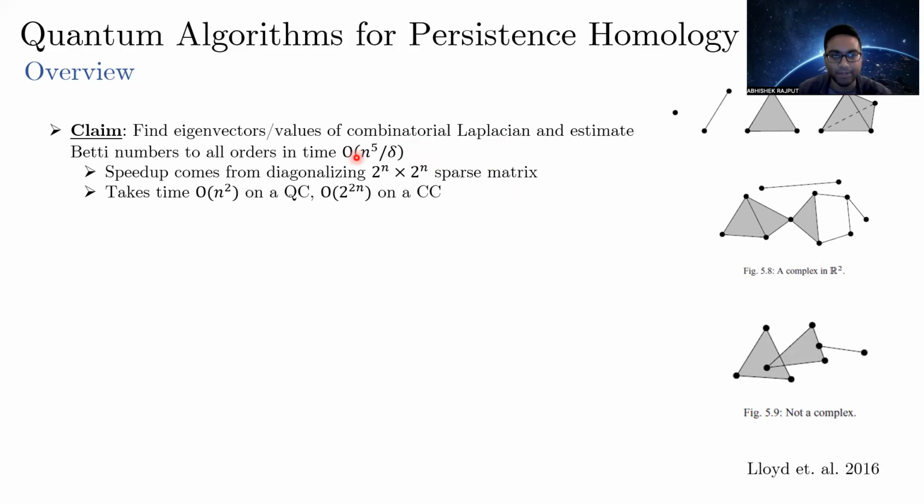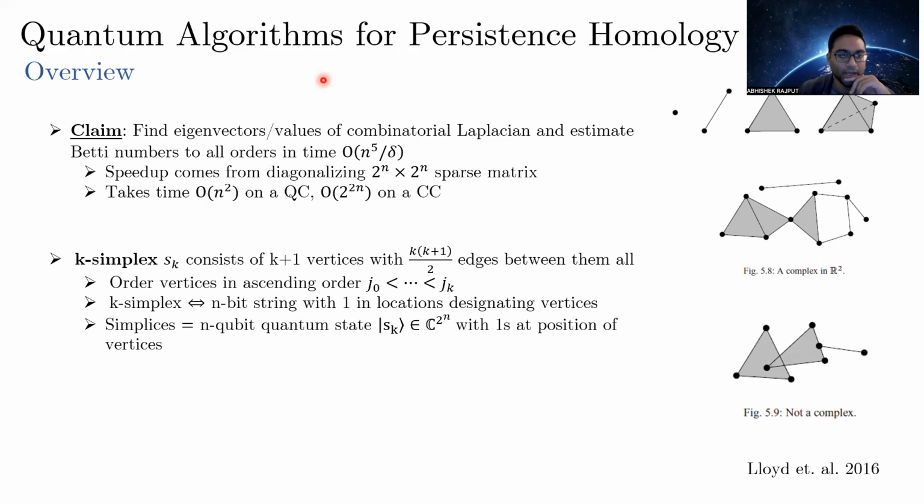The proposed speedup comes from diagonalizing a 2^n by 2^n sparse matrix, which takes time order n squared on a quantum computer, but order 2^(2n) on a classical computer. There is a big asterisk next to this claim, which I will get into in a minute, but this is at least what the claim was at the time when he published this in 2016. So okay, how did he go about doing this? What was the quantum algorithm?